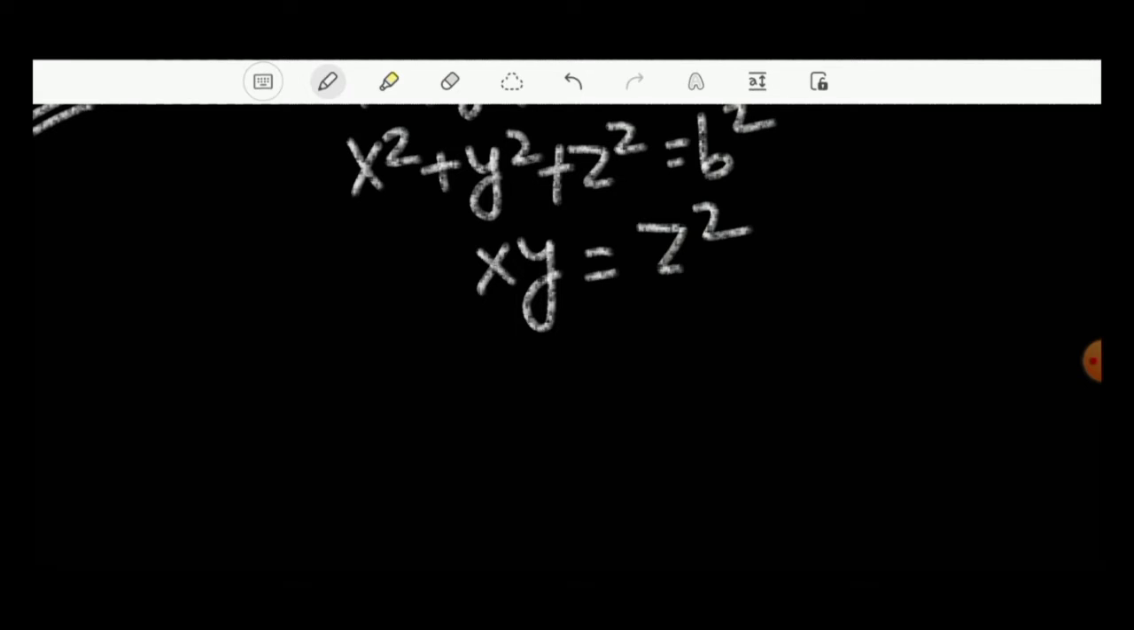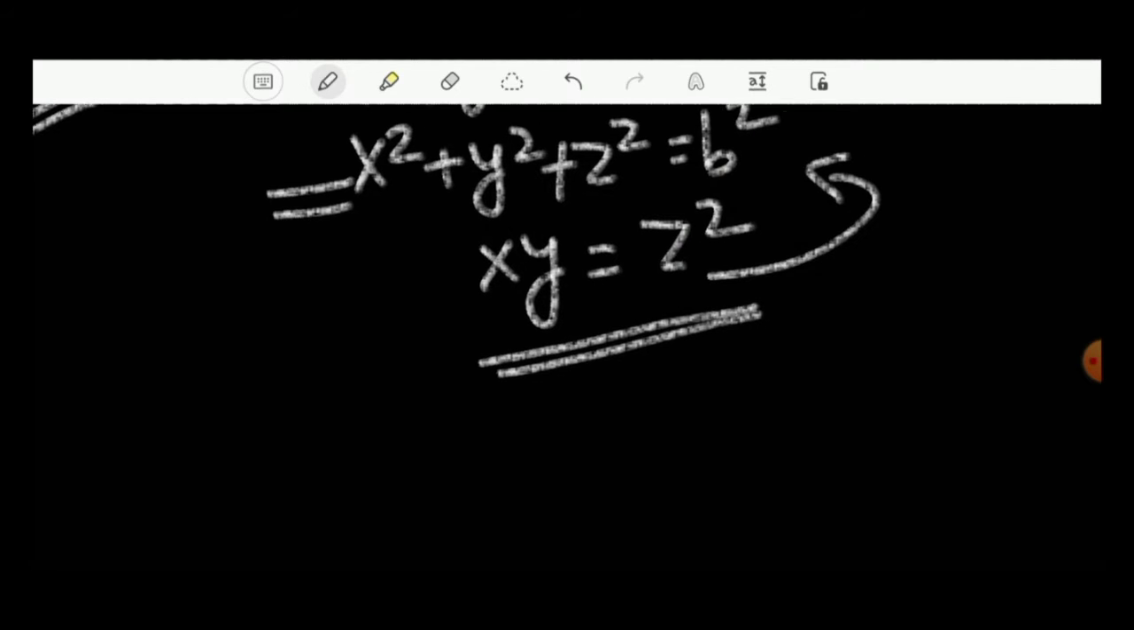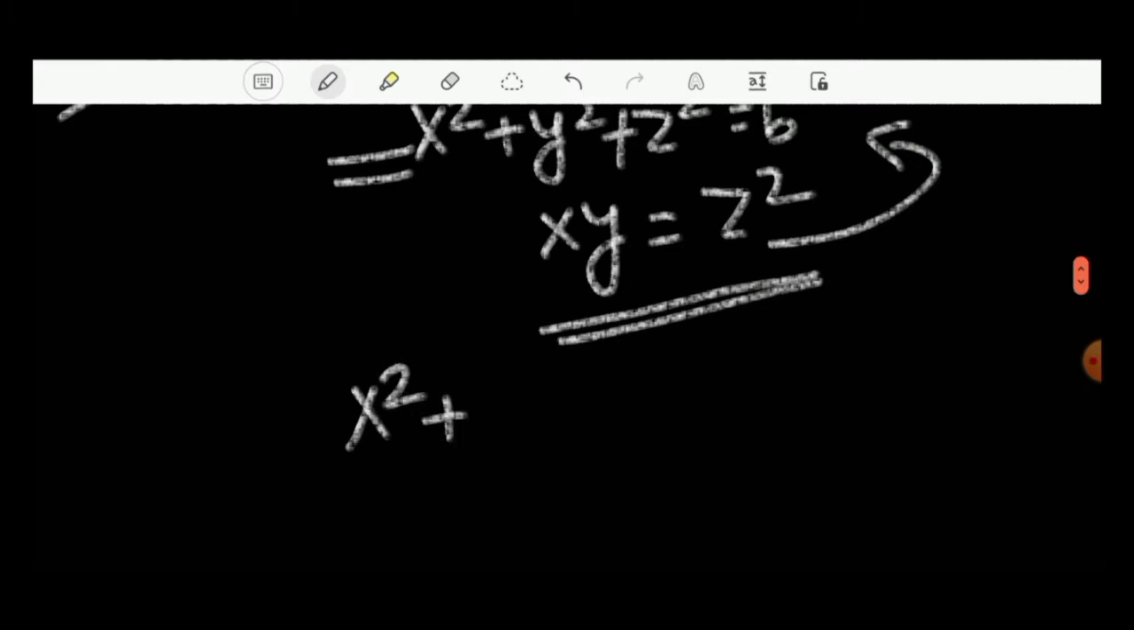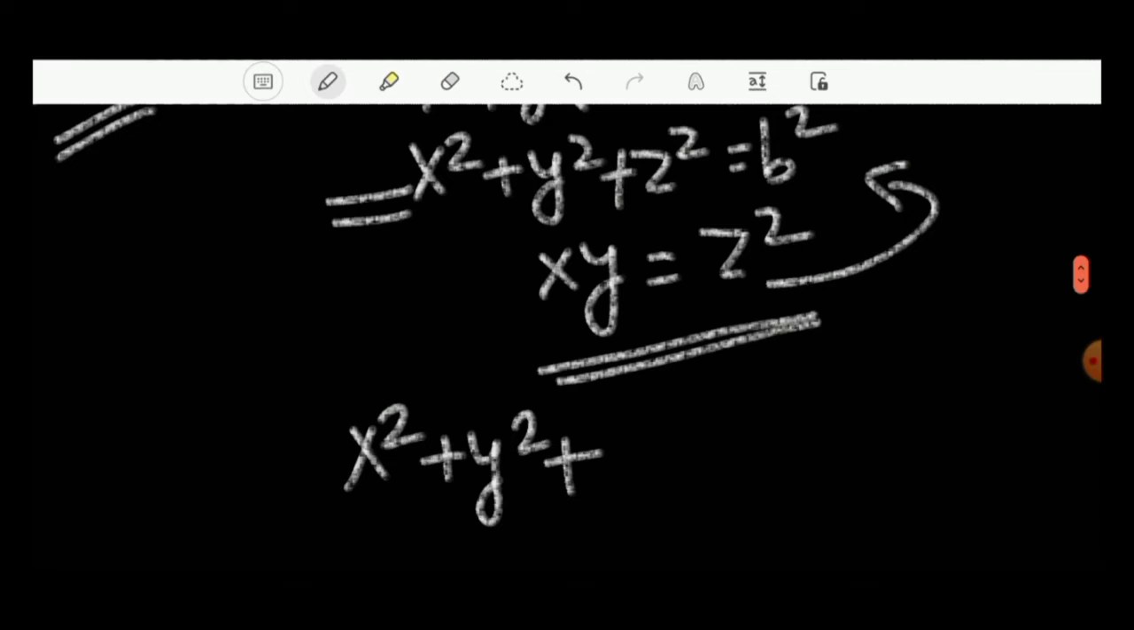First of all, I'm going to work with this equation and substitute this value into this. So we'll get x square plus y square plus, in place of z square, I'm going to substitute its value xy, equal to b square.